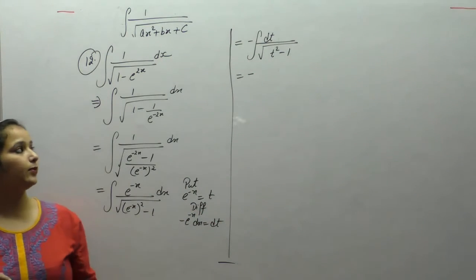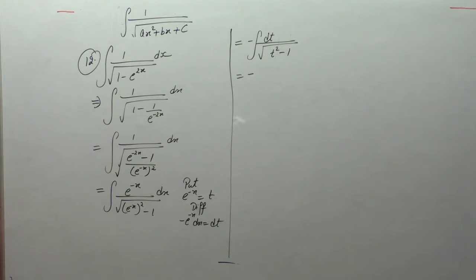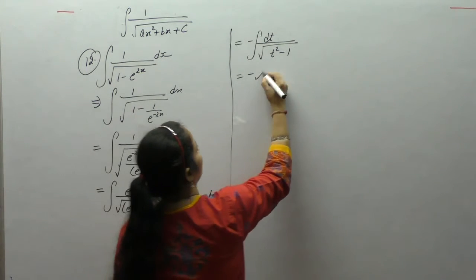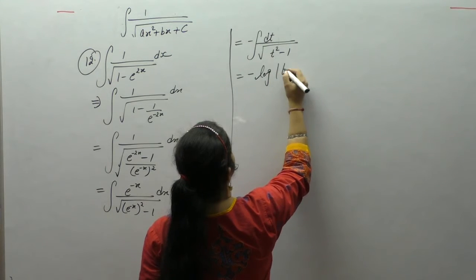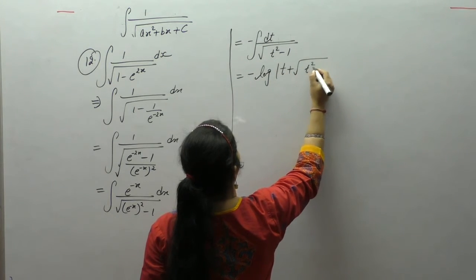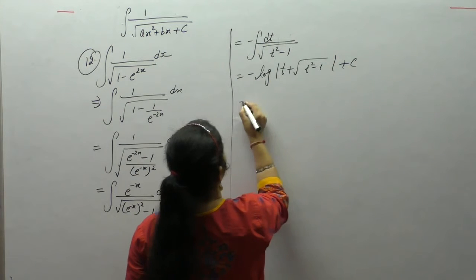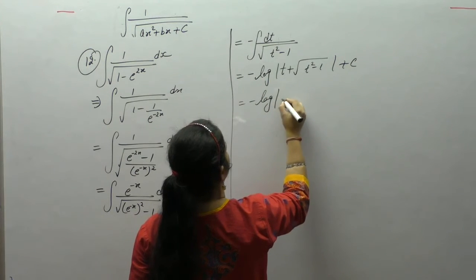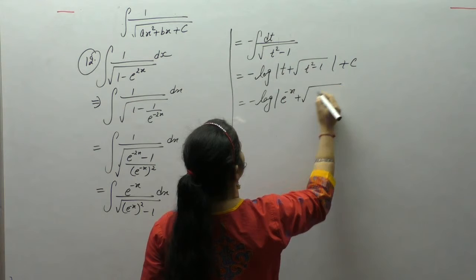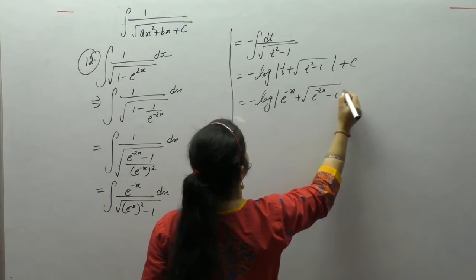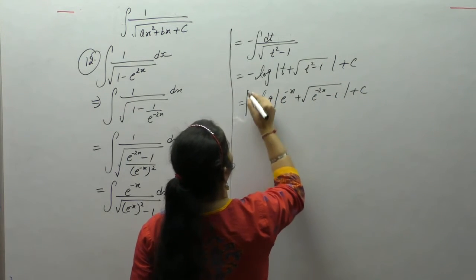The integral of 1 upon square root of x square minus a square is log of x plus square root of x square minus a square. Here x is t. So t is e power minus x, and we get log of e^minus x plus square root of e^minus 2x minus 1, plus c.